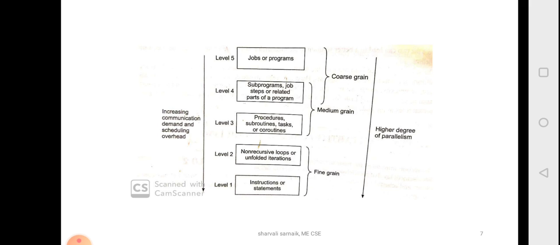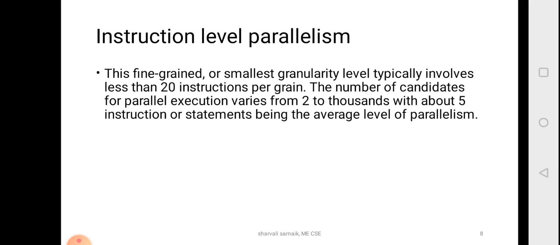The medium grain size has more than 20 instructions, like level 3, which is procedure, subroutine, task or coroutines. Level 4, subprogram, job steps or related parts of the program. So this comes under medium grain, which has more than 20 instructions. And last we have coarse grain, that is job or program. In detail we will see what exactly a subprogram is, what is a job or program, and what is a subroutine. Next, let us see the first concept.